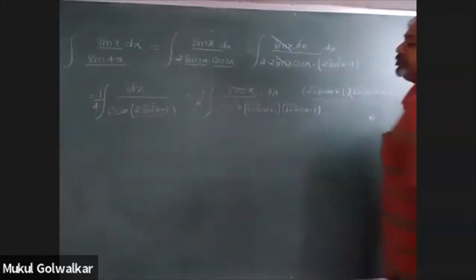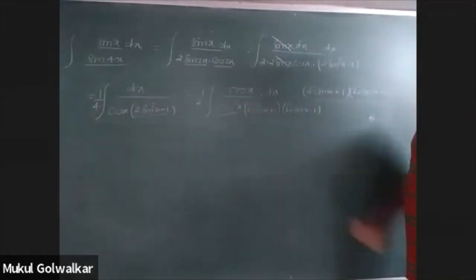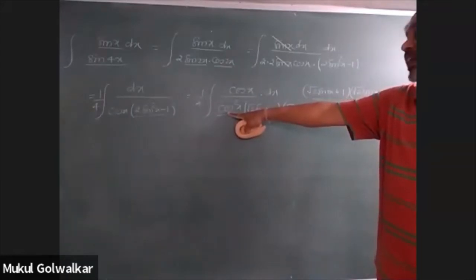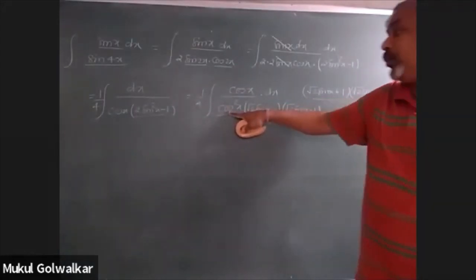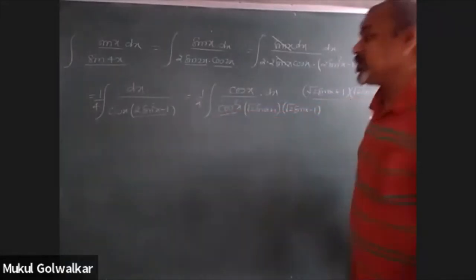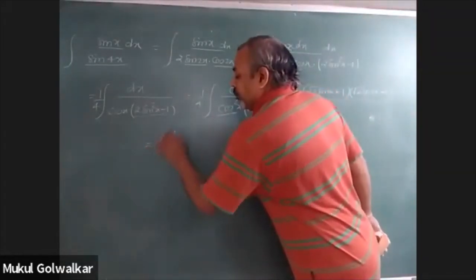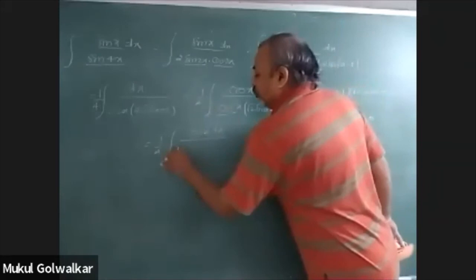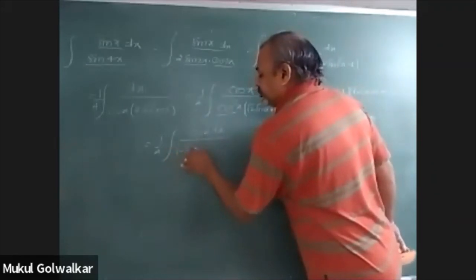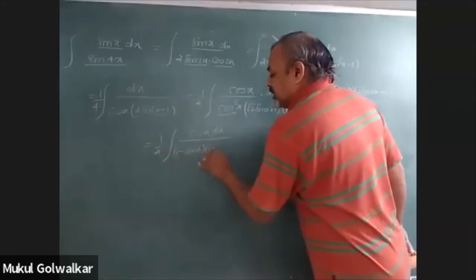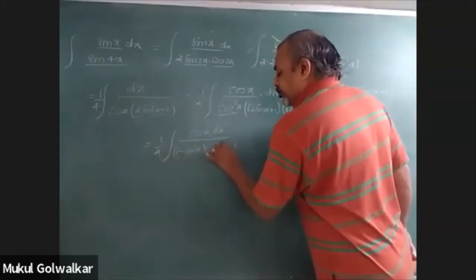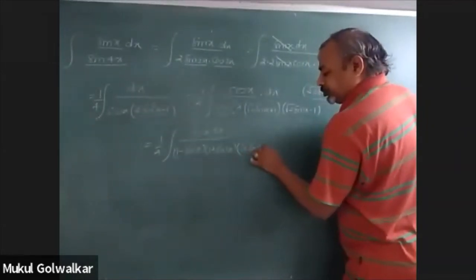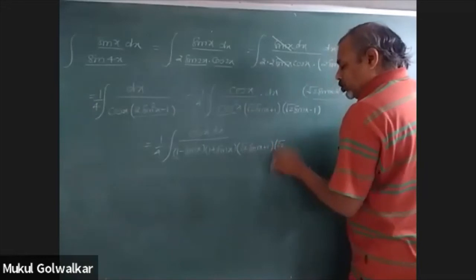And here dx. Now, I hope this cos square x what I am writing, you can write that in the form of 1 minus sin square x. And even factorization of 1 minus sin square x in the form of 1 plus sin x into 1 minus sin x can be done. So this becomes 1 by 4 times cos x dx divided by 1 minus sin x into 1 plus sin x into root 2 sin x plus 1 into root 2 sin x minus 1.